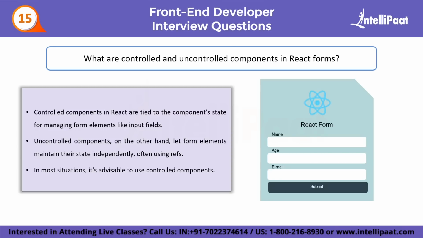The answer to this question is, controlled components are React input elements whose values are controlled by the state of the component. In controlled components, the input fields are bound to a piece of state in the component. When the input value changes, it updates the state, and when the state changes, it updates the input value. For example, if you have an input field for a username, you store the username value in the component state. Whenever the user types, the state updates and the input value reflects this state.